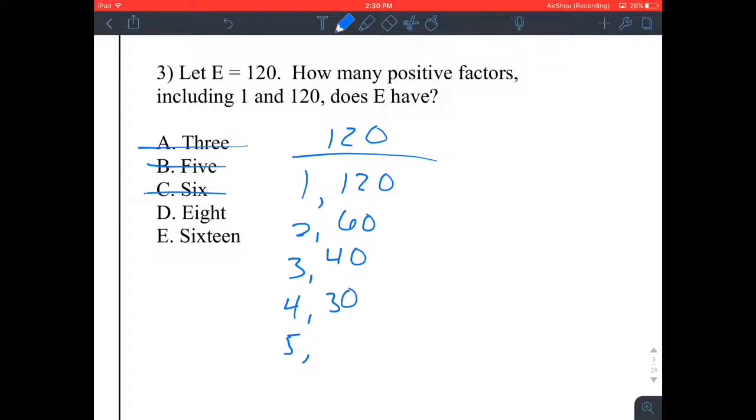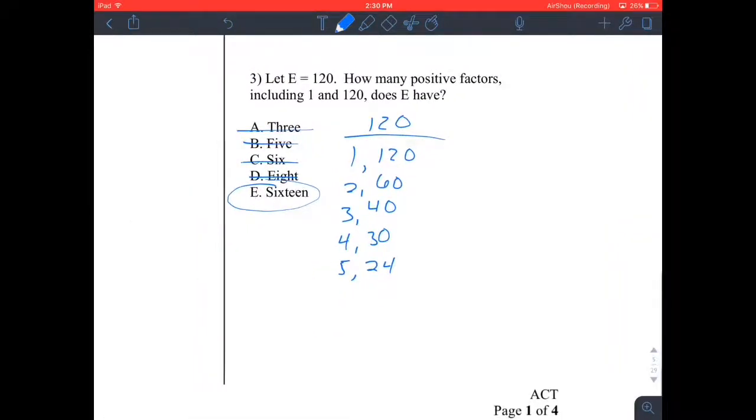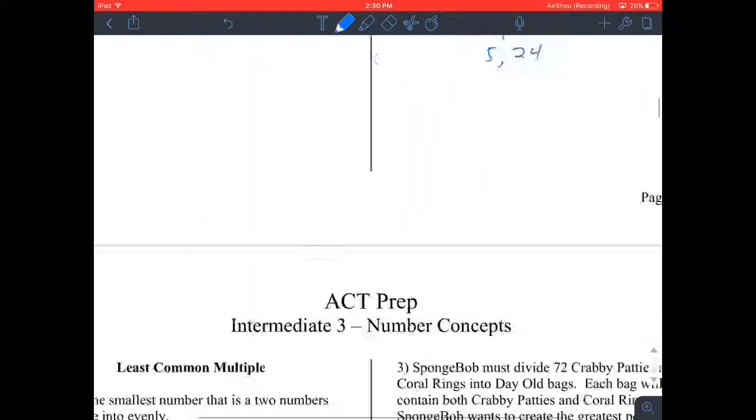5 goes into 120, 24 times. So now we have 1, 2, 3, 4, 5, 6, 7, 8. We already have 10. So the answer has to be 16 because it's already past all the other answers. Could list them all, but we don't need to because it's multiple choice.